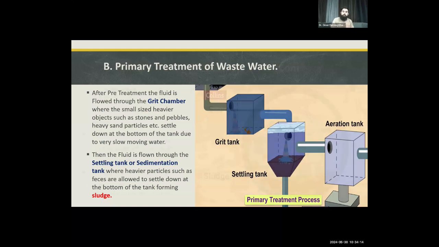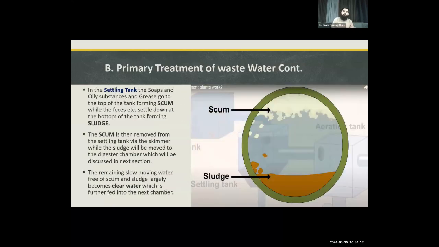So after this primary treatment process, the water enters the aeration chamber. So the aeration chamber or aeration tank receives a relatively clear fluid, relatively clear water, because the gravitational effect of the grit chamber and the settling or sedimentation tank have removed most of the waste materials from the water. And in the settling tank, the soaps and oily substances and greases go to the top of the tank, forming scum, while the feces, etc., settle down at the bottom of the tank, forming sludge.